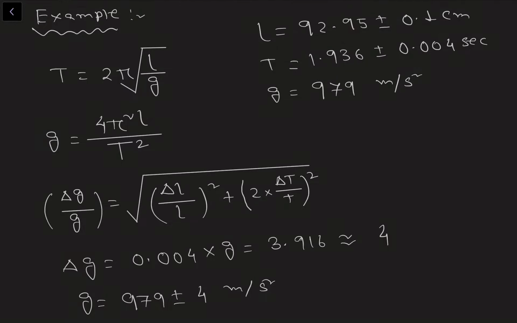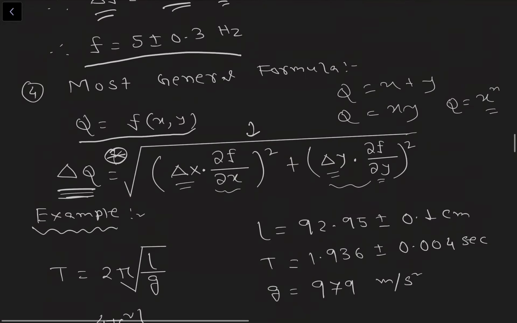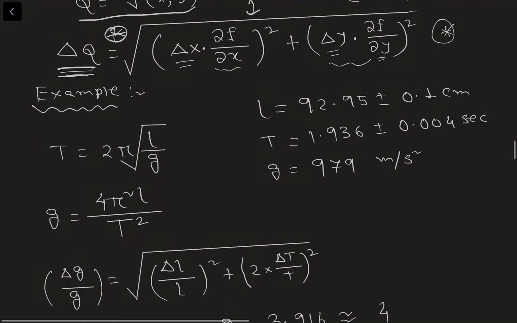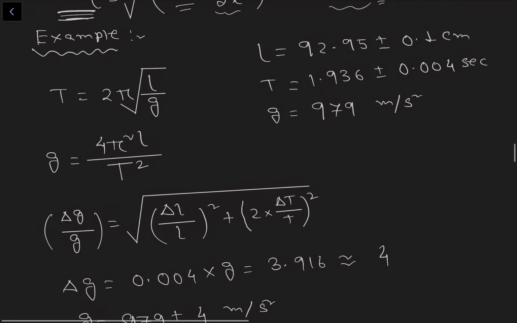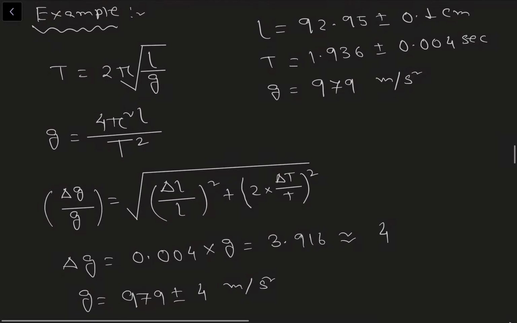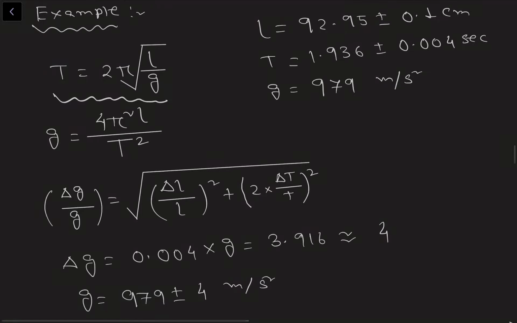If the formula becomes a little complicated for the calculation of error, then we need this most general formula. Otherwise, for the simple case, we can just use a combination of the addition, subtraction, multiplication and division formulas. So let us see another example.